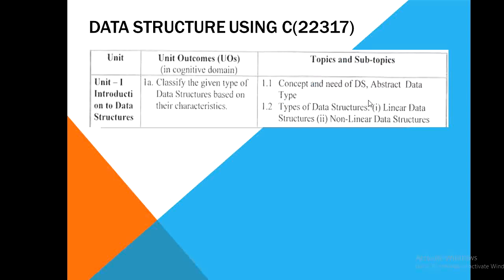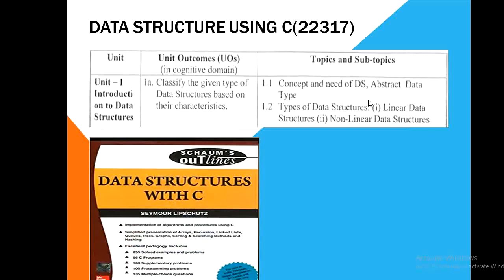This first unit, introduction to data structure, includes the subtopics: 1.1, concept and needs of data structure, abstract data type; 1.2, types of data structure. In that, first is linear data structure and second is non-linear data structure. After learning these topics, the students will be able to classify the data structures.